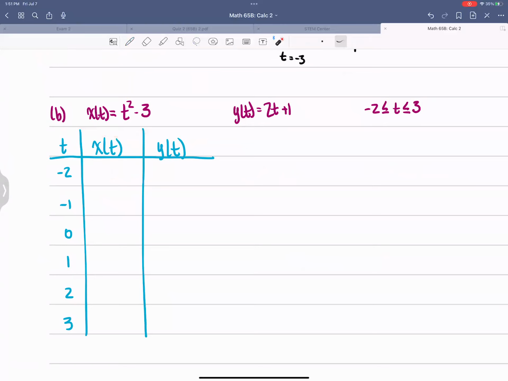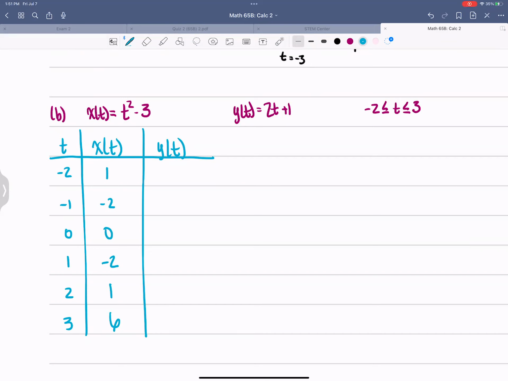For x, we have -2 squared is 4, minus 3 is 1. -1 squared is 1, minus 3 is -2. 0 minus 3 is -3. 1 squared minus 3, -2. 2 is 1. 3 is 6.